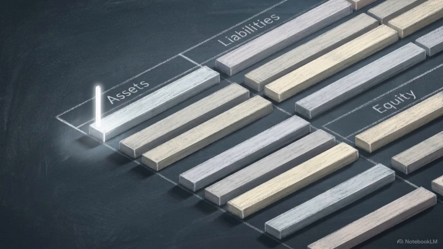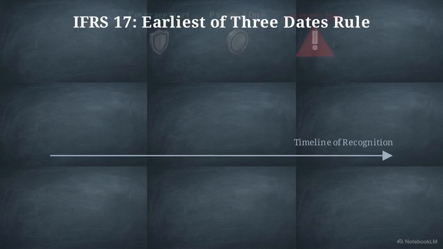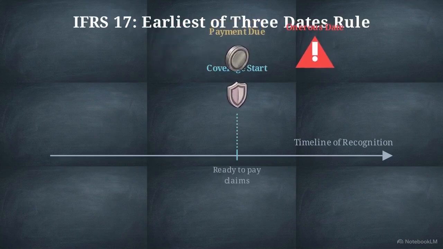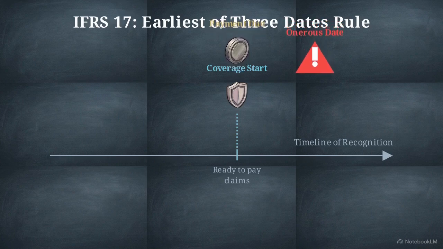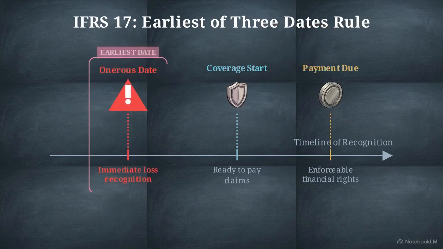Once these closed groups are established, the accounting system must determine exactly when they are legally recognized on the balance sheet. This timeline shows the earliest of 3 dates rule. 3 triggers hover: coverage start, payment due, and onerous date. The first trigger, coverage start, locks onto the axis. It marks when the insurer stands ready to pay claims. The second trigger is the date the first premium becomes due, representing when the insurer gains enforceable financial rights.